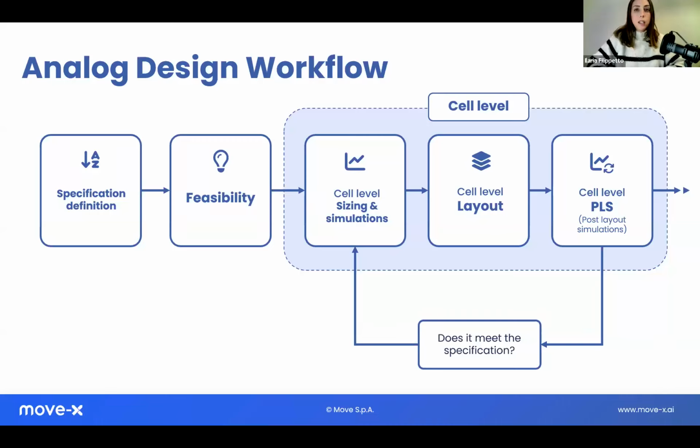And we have three main steps. We start from sizing and simulations. So we take one cell, we size the block, and we simulate it. And if the results are okay, we can move forward to the layout phase, and then to the post-layout simulations. Also in this case, when the results of the simulations are okay, we can move forward. Otherwise, we have to go back to previous steps. So these three steps are iterated until the specifications at cell level are met.